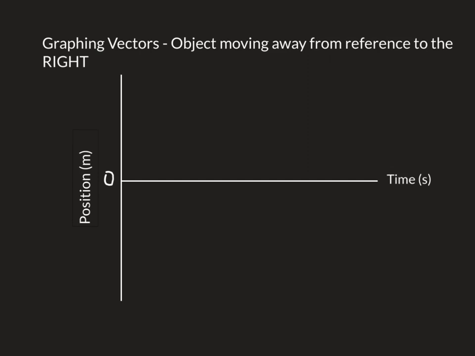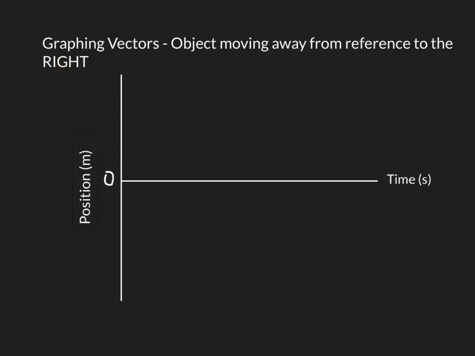So I'm going to do 4 examples with you guys on really what the 4 types of vector graphs can look like. The first one we're going to do is an object moving away from our reference point to the right. In other words, this thing is getting further and further to the right of our reference. So number one, if it's moving away from the reference, what that means is its position is getting further and further from the reference. In other words, my line should move away from this 0. I should end up either up here or down here, depending on what direction this object is moving. And it's moving away from the reference point to the right.